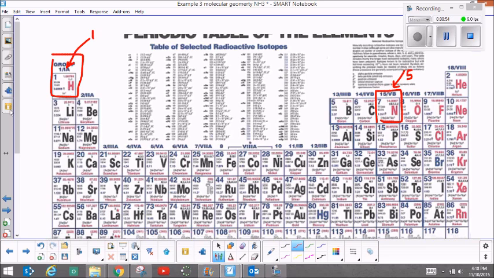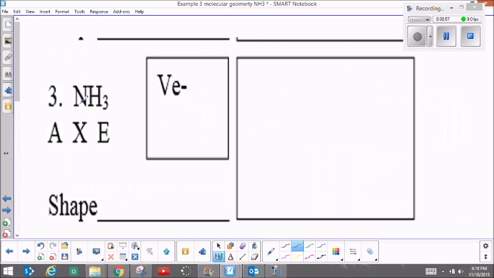So when I go back to the previous slide and I'm counting up valence electrons, remember that was 5. And each one of these are 1, and there are 3 of them, so I'm going to say times 3. So the total of valence electrons is 8.